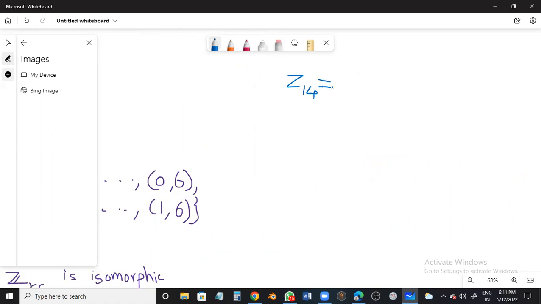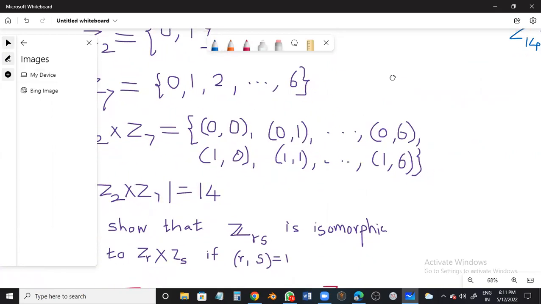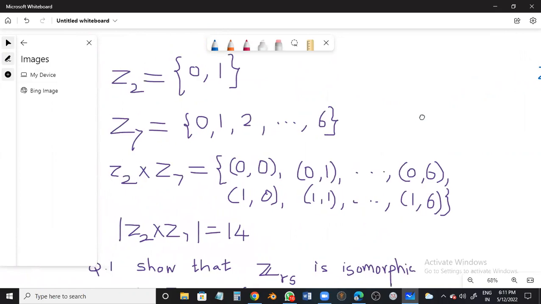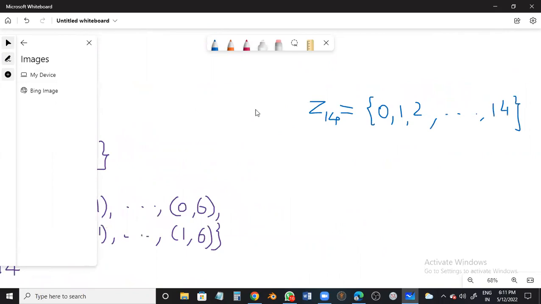So Z14 starts with 0, 1, 2, up to 13. So as far as the cardinality of this set is concerned, it contains 14 elements, and Z2 cross Z7 also contains 14 elements. I feel you are getting it. Cardinality is the same.